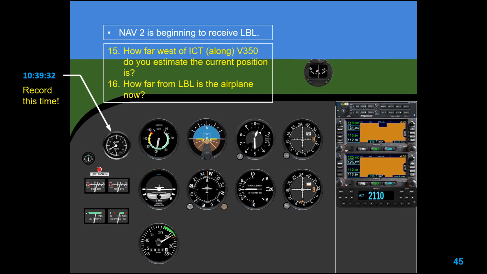Notice the time again. Notice that navigation 2 is beginning to receive Liberal. You can see the flag starting to clear on CDI number 2. How far west of Wichita along Victor 350 do you estimate the current position is? How far from Liberal is the airplane now?